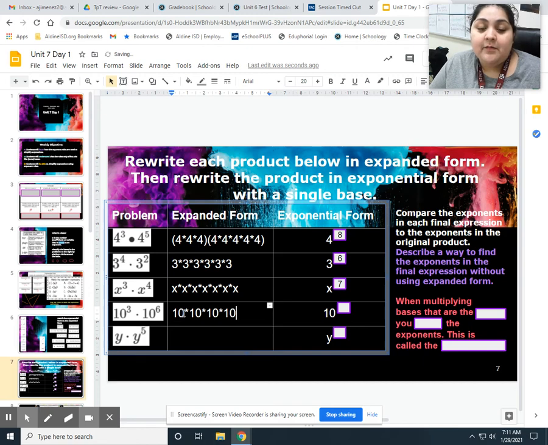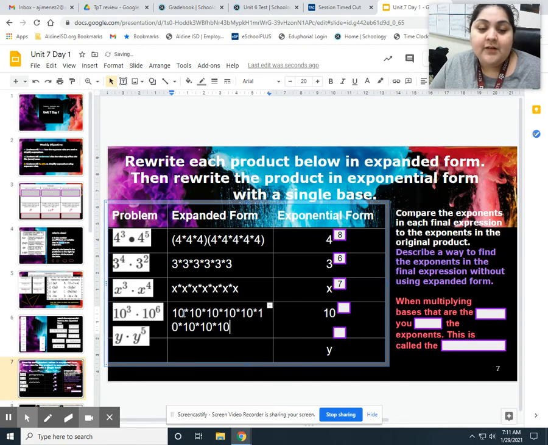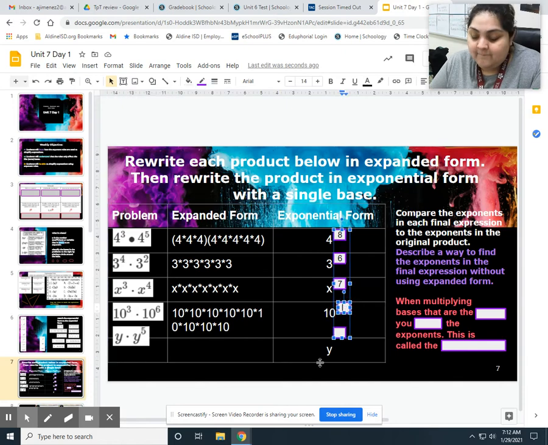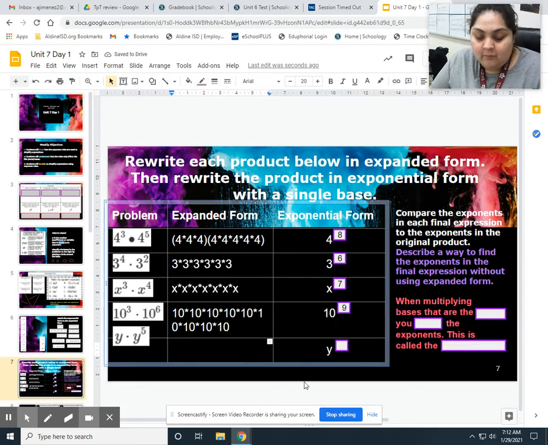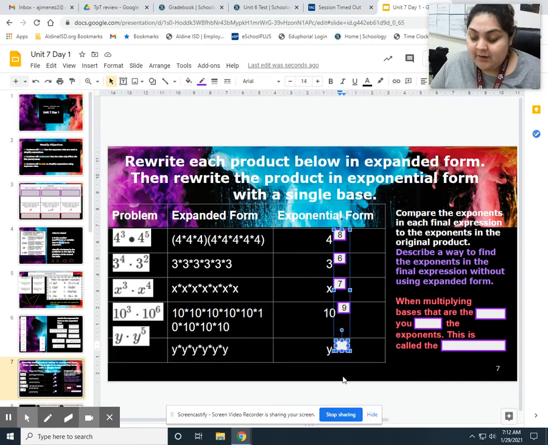10, 3 times 2, 2, 3, 4, 5, 6. Now I count the number of times I see 10. 1, 2, 3, 4, 5, 6, 7, 8, 9. That's okay. My y went down, so I got to put it down here, right? 1, 2, 3, 4, 5. All right, so you count 1, 2, 3, 4, 5, 6. So that's how many I see right here.